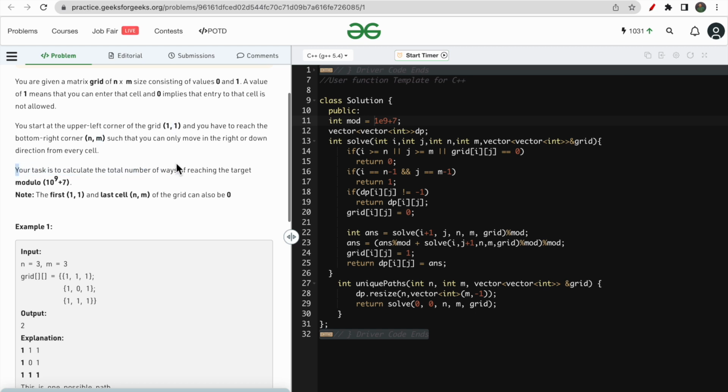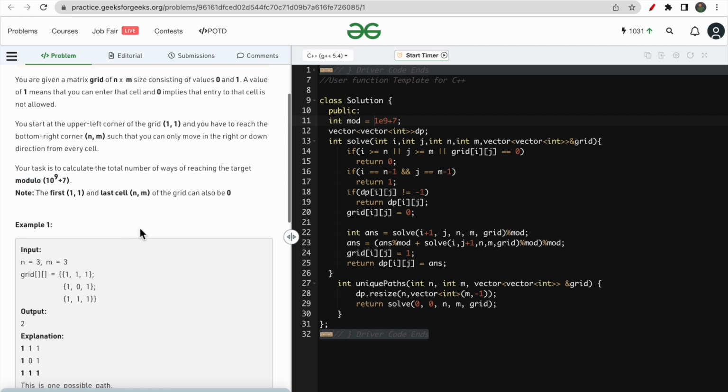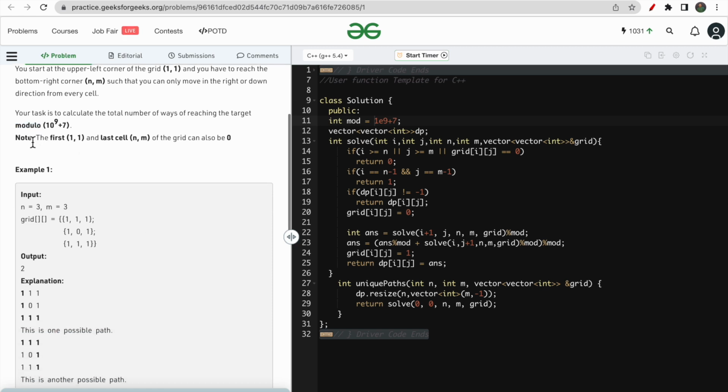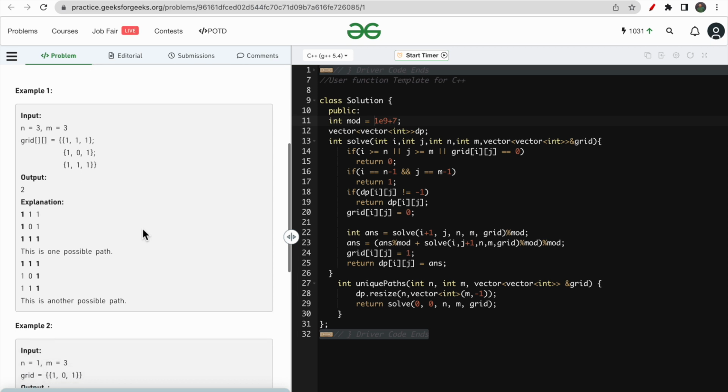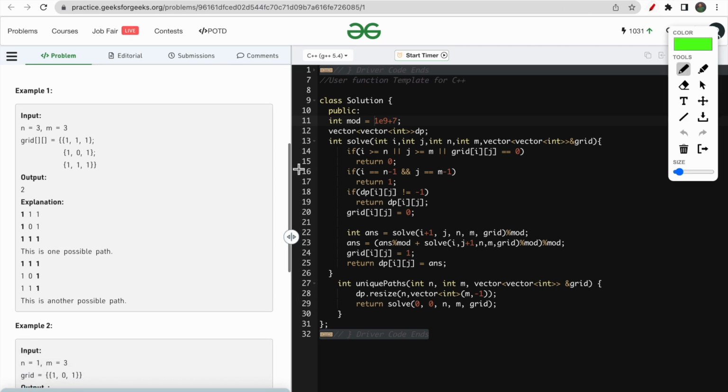You need to calculate the total number of ways to reach your target node and do a modulo so that you don't go out of bounds, or means you need to return the answer as an integer, and that's why we do modulo here. And you need to note one thing, that the starting node as well as the ending node can be 0. So if any one is 0, then your answer will always be 0, means you won't be able to travel, right? Correct.